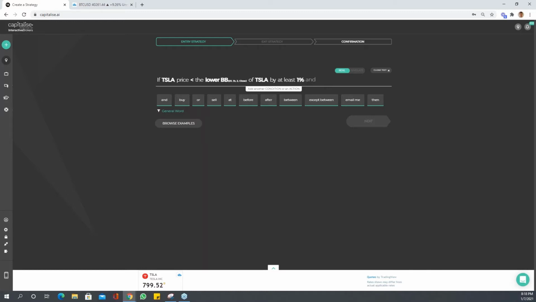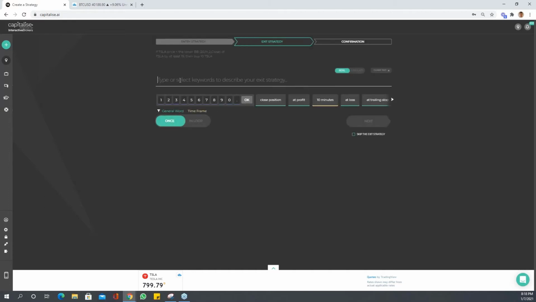I'll show you. I'm running an awesome strategy with three MACDs with three different time intervals, and it's proved to be amazing. We'll get into that in a moment. Let's test the strategy first. So if the price crosses below the lower BB of Tesla by at least 1%, then buy 10 Tesla. Very simple. We're not going to put in any more conditions as of yet. Let's click next, and let's close the position, as I said.